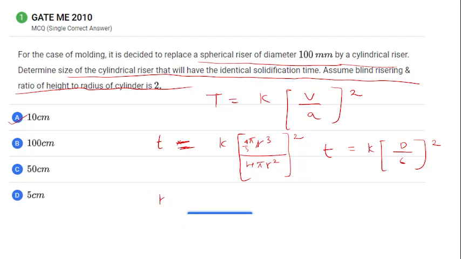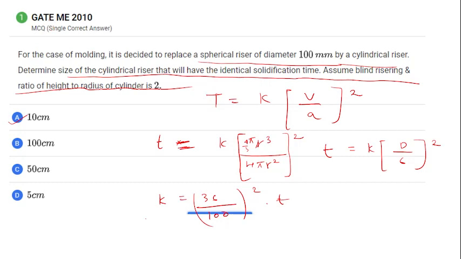So your K will be 36. What is your D here? 100, right? 100 whole square into T. So this is one equation, you got the value of K. Then what we actually have to find, let's write the equation for the cylindrical riser. T, that we have taken small t, so this will also be small t, will be K.